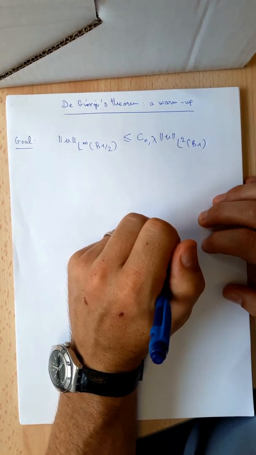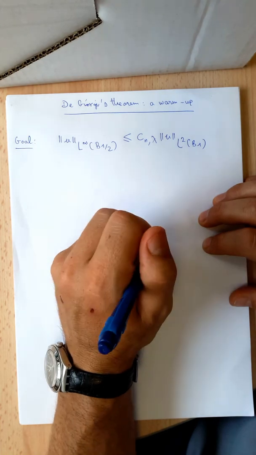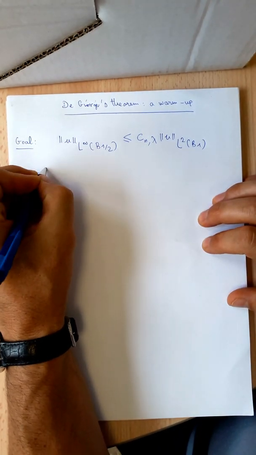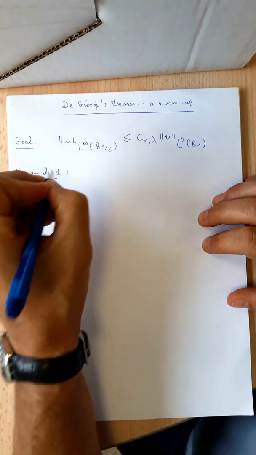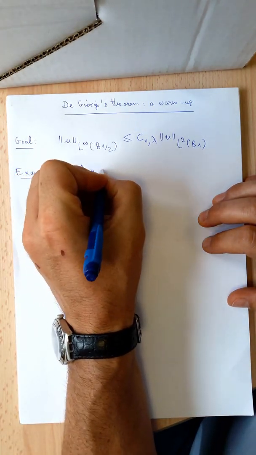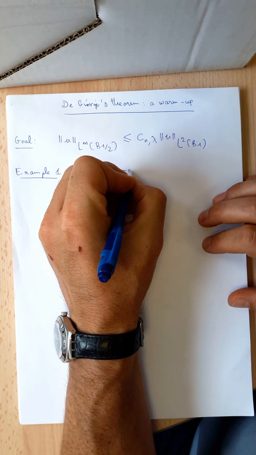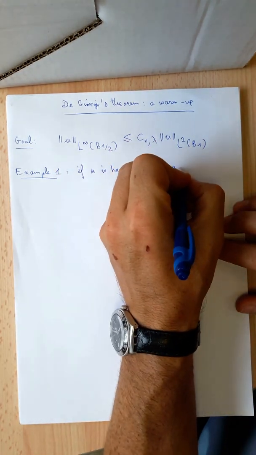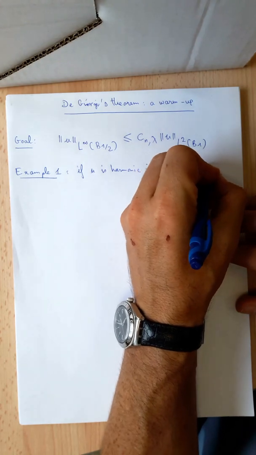And we're going to prove this estimate in two simpler examples. The first one is really easy, the case of harmonic functions. So assume u is harmonic in B1, and take a point x in the ball of radius 1/2.